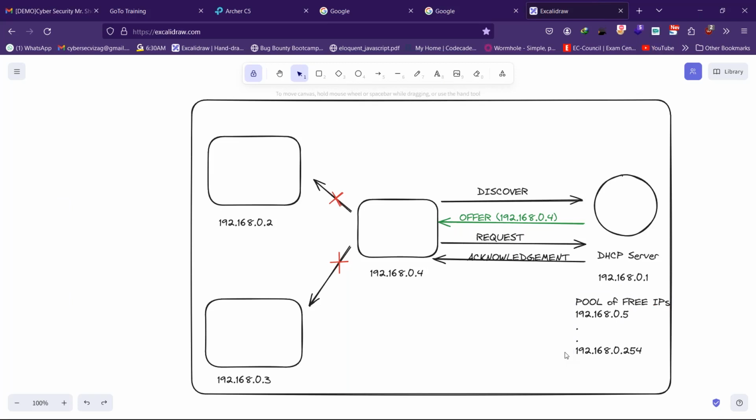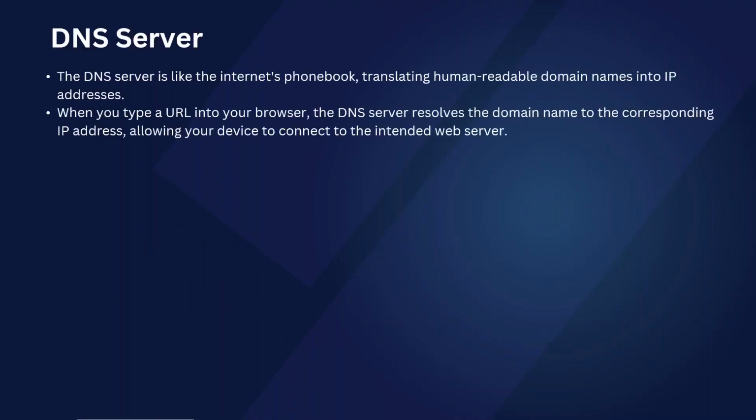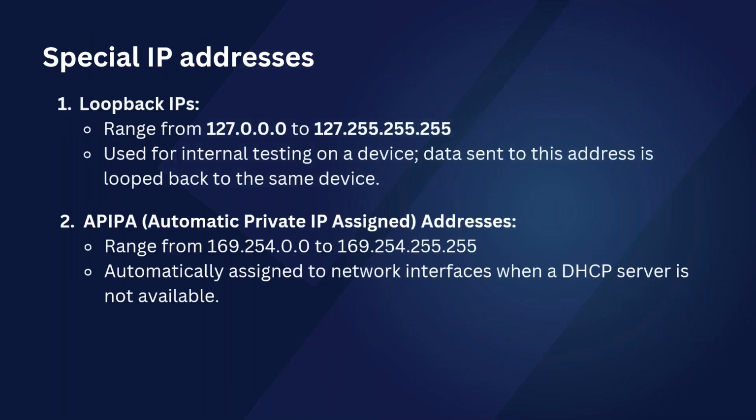Coming back to our presentation now, after DORA or DNS and all, we have the next part, special IPs. Now in your whole IPv4 range, guys, other than public and private IPs, there are two other IPs called loopback and APIPA IPs. These are special IPs. They are neither public IPs nor private IPs. They are used for certain purposes.